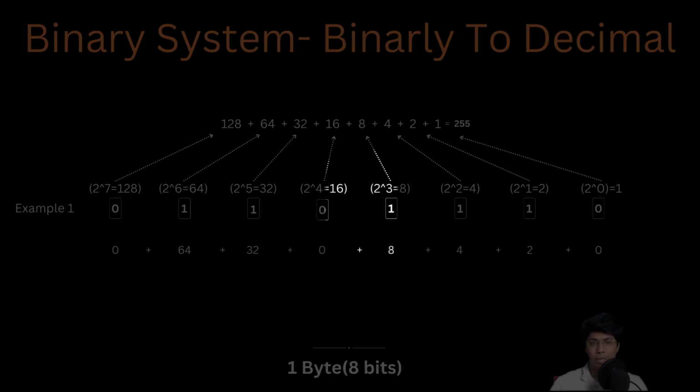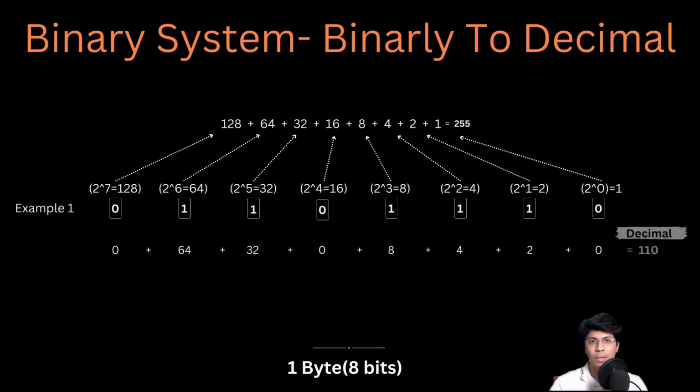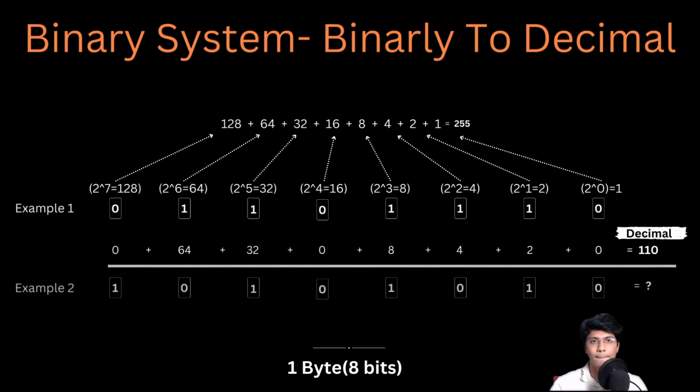6th bit is 2 raised to the power 5, which is 32, plus 5th bit, which is 0, skip it. 4th bit is 1, so add 8. 3rd bit is again 1, add 4. 2nd bit is again 1, so add 2. First bit is 0, so skip it. So the total is 110 in the decimal number system. So the byte or octet represents 110.